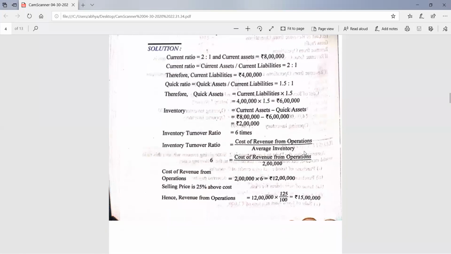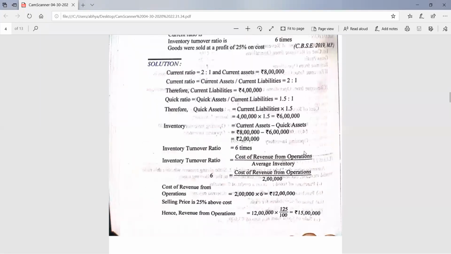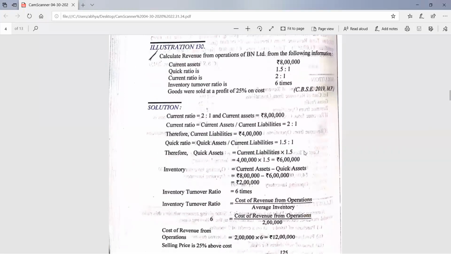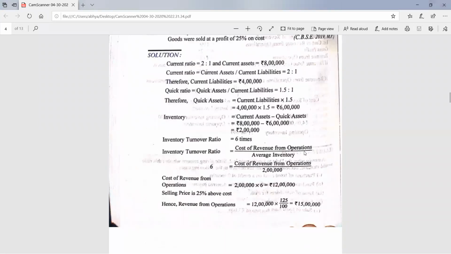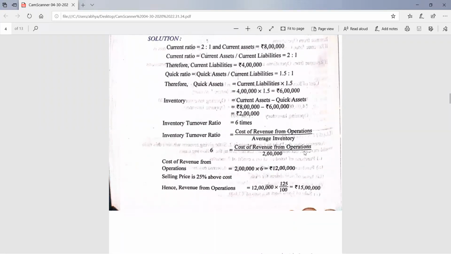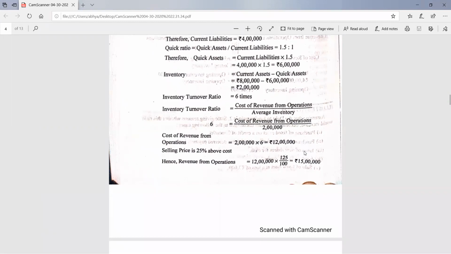Now put the information in the inventory turnover ratio. Inventory turnover ratio is cost of RFO upon average inventory. So inventory here is given, inventory turnover ratio is given, and you can see that in this question no information is given about opening inventory and closing inventory. So we are not going to divide it by 2. We will assume that the given inventory is the closing inventory only. So cost of RFO is 12 lakh.